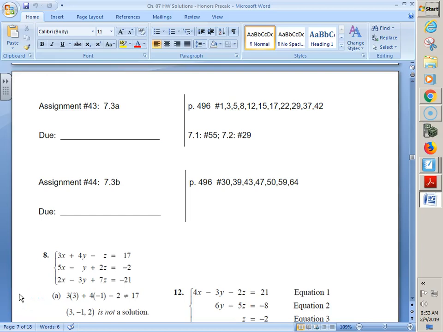Try number 55. Go back to 7.2. You can put them at the end of homework. That's totally fine. I'm just having you guys go back and review because a lot builds in this chapter.